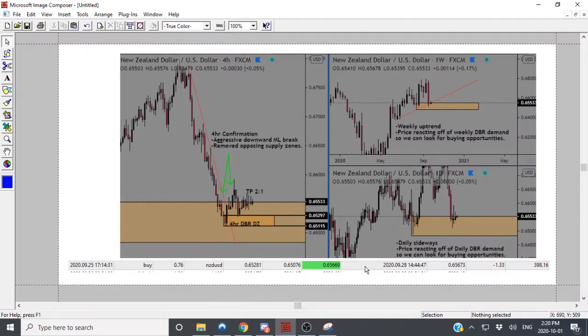New Zealand USD, 400 bucks. Price is coming here, top right here, guys. Multiple time frame analysis, weekly time frame. Look, very strong leg out.